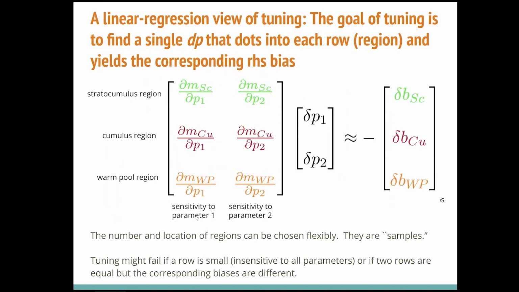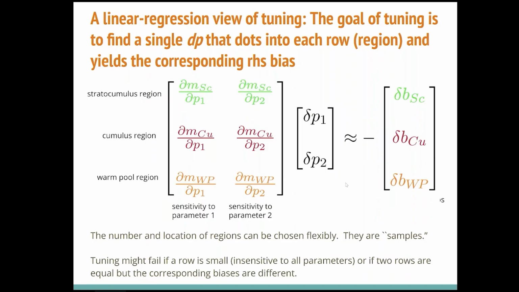Okay, so just to get a sense of the tuning problem, let's compare it to linear regression, which is familiar. Now, QuadTune does quadratic regression, not linear regression, but linear regression is more familiar. So basically, we set up an equation like this where we choose some regions. So here I've chosen 3 regions, a stratocumulus, a cumulus, and a warm pool.